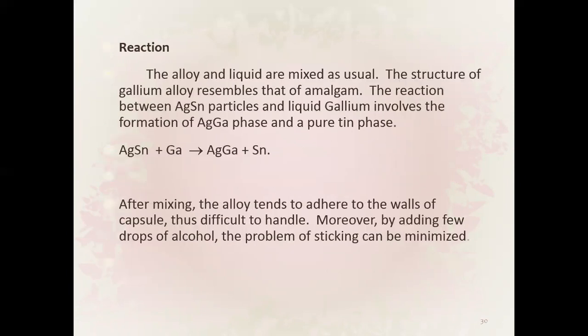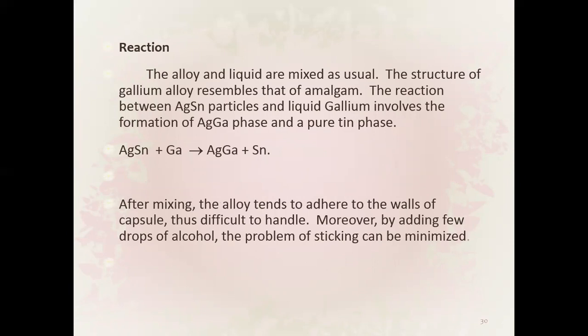The reaction: the alloy and the liquid are mixed as usual. The structure of the gallium alloy resembles that of amalgam. The reaction between AgSn particles and liquid gallium involves the formation of an AgGa phase and a pure tin phase. So basically, AgSn, that is silver tin, plus gallium gives silver gallium plus tin.